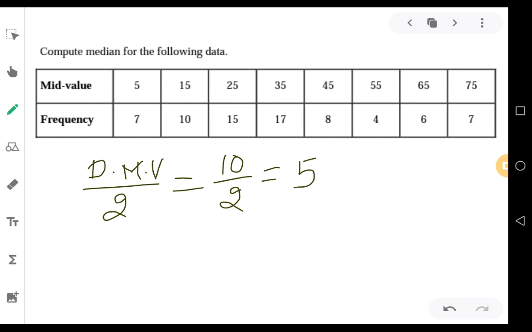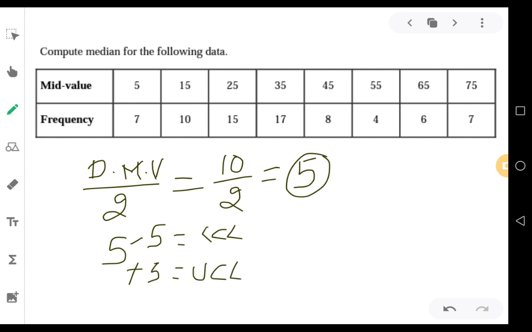Let us say for the first class, mid value is 5. When mid value is 5, you have to subtract the correcting factor to get the lower class limit. Add that one to get the upper class limit. That means 5 minus 5 is equal to 0. 5 plus 5 is equal to 10. So the class interval is from 0 to 10. First class is 0 to 10.